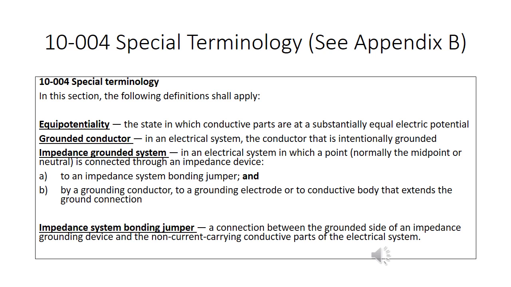So back to equipotentiality. Basically, the intent is to make everything of equal potential. The grounded conductor: well, in a 120/240 or a 120/208 volt system, what conductor is intentionally grounded? The neutral. Hence, we call it the grounded conductor.